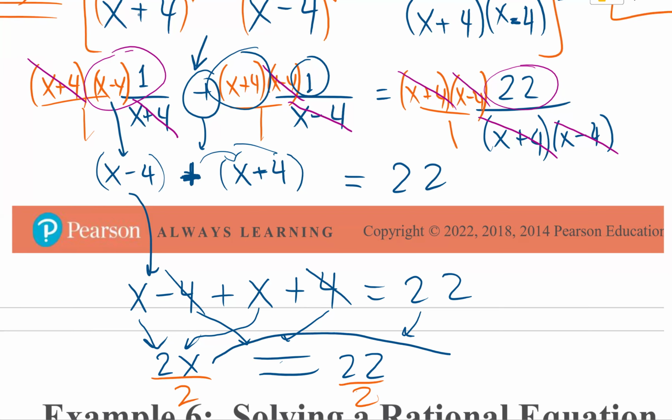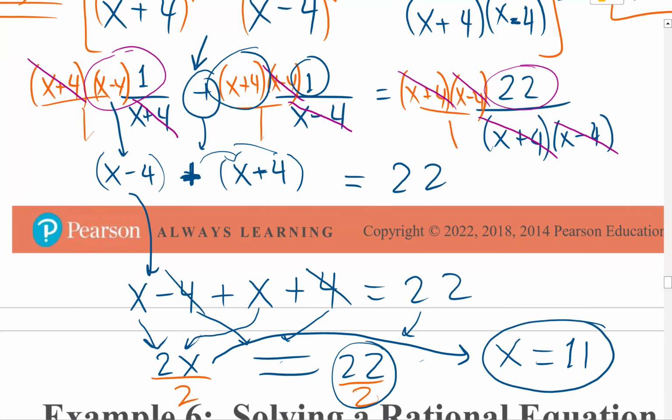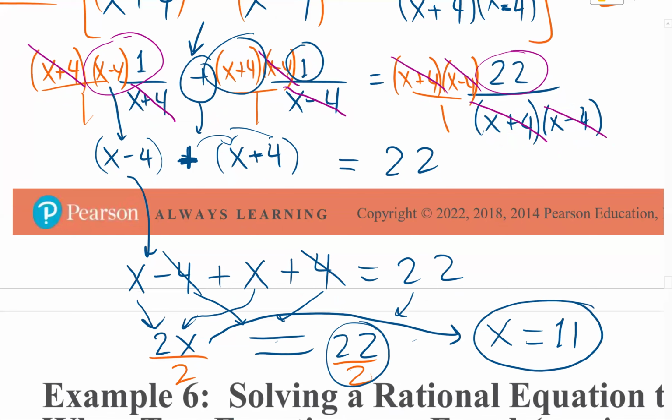Most people wouldn't describe any math as beautiful, but hey. X equals, what's 22 divided by 2? 11.